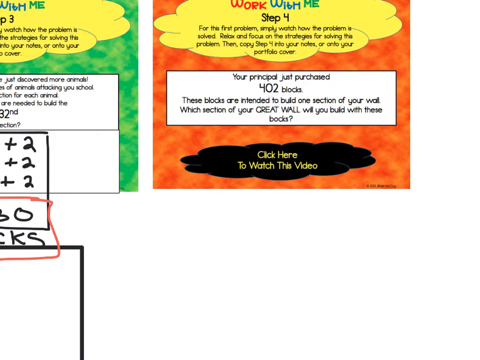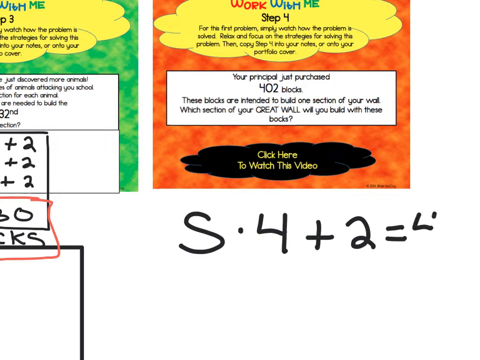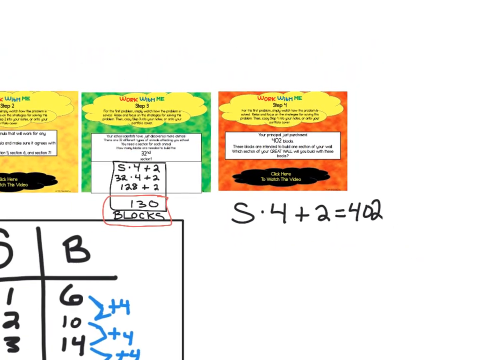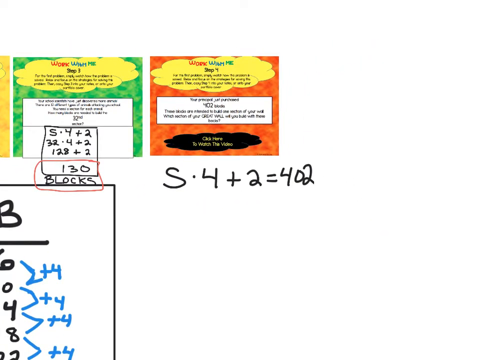So the first thing you want to do is go ahead and write your formula. So I'm going to write the S times 4 plus 2. And we need to solve for how many blocks here, the 402, right? So this formula will equal, whatever section number this is, it's going to equal the 402. So I'm going to just add equals 402, right? And that, my friends, is the first step to solving this problem.